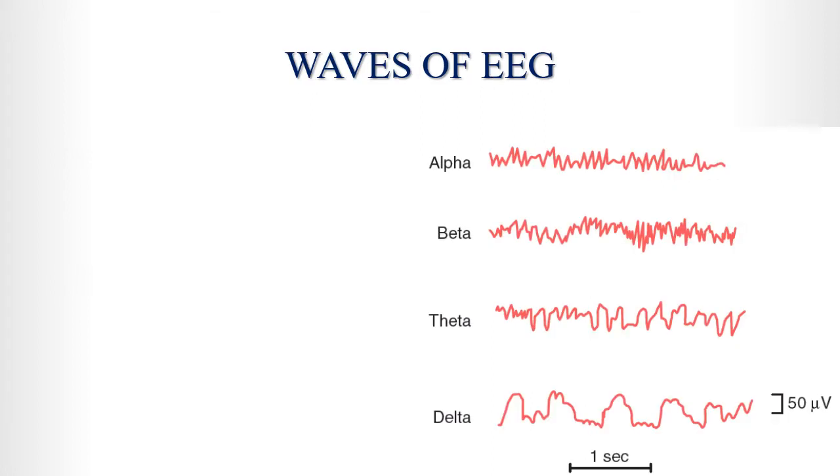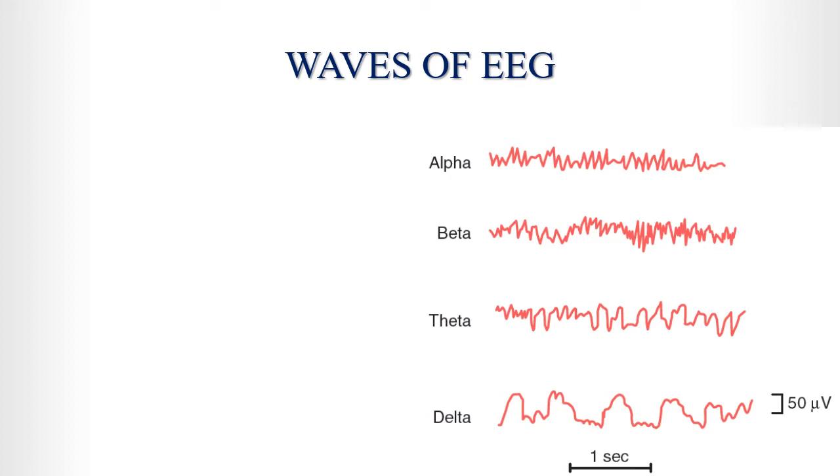EEG is made up of various waves, and these waves make various rhythms. Mainly there are four rhythms: alpha, beta, theta and delta. These four rhythms are seen at different sites and depending on the different conditions of a person. Let's discuss all these four rhythms one by one. First of all, alpha rhythm.